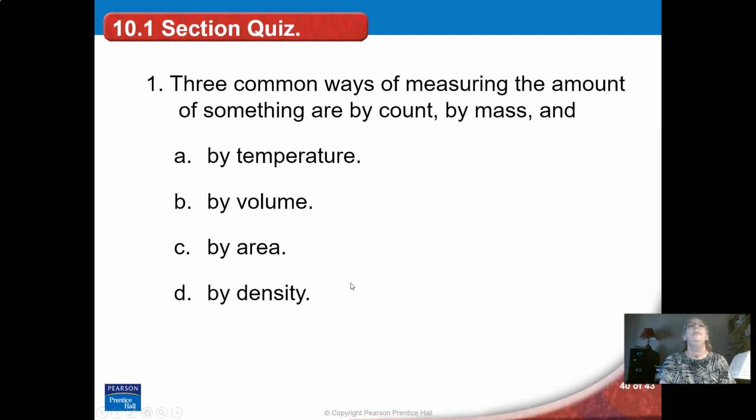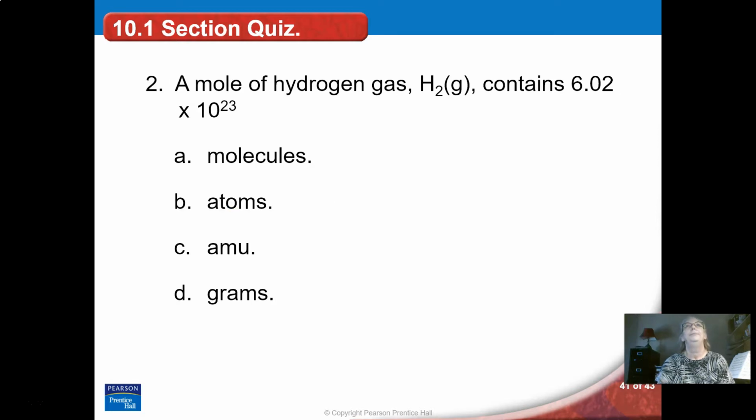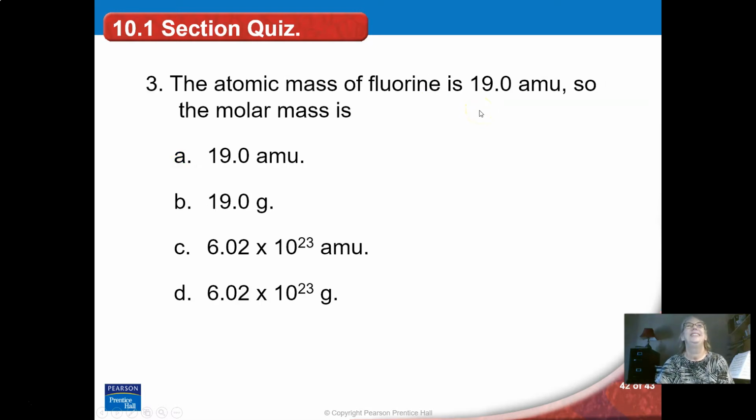So what are 3 common ways of measuring the amount of something? 3 ways. Count, mass, and volume. So we do all these things in the chemistry lab. So what do you think about this? What do you call this thing right here? H2 gas. Molecule. There you go.